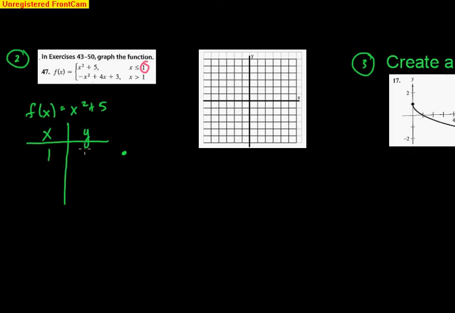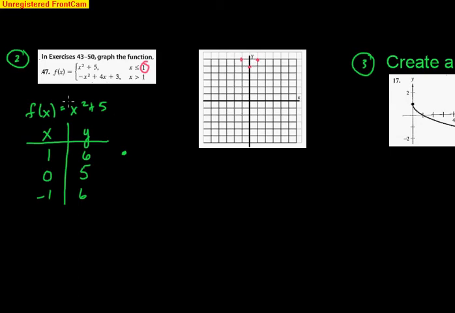Well, when you put 1 into the function, you get 1 plus 5, which is 6. And now I have to go less than 1. So we're going to go to the next value, 0. When I plug in 0, I get 0 plus 5, which is 5. Negative 1, when I plug in negative 1, I get 1 plus 5, which is 6. So let's start with 3 points. Let's graph them and see what we get. I'll use red for this part. So we have 1, 6, 0, 5, negative 1, 6.